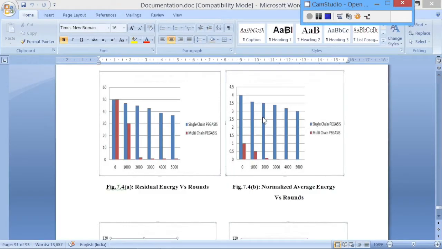So the graphs that we have obtained for the different parameters, which are the residual energy, that is the remaining energy, normalized average energy, the alive nodes and the dead nodes, have been plotted in Excel for the two protocols, which are the single chain Pegasus protocol and the multi-chain Pegasus protocol, and a comparison has been made.